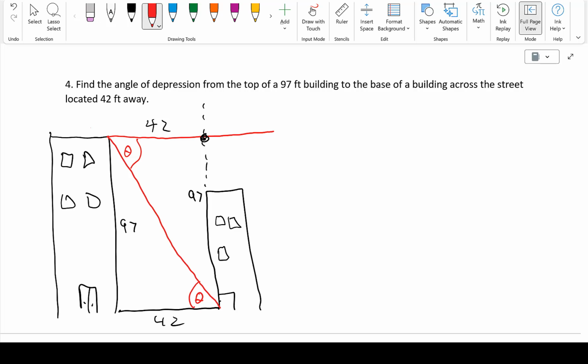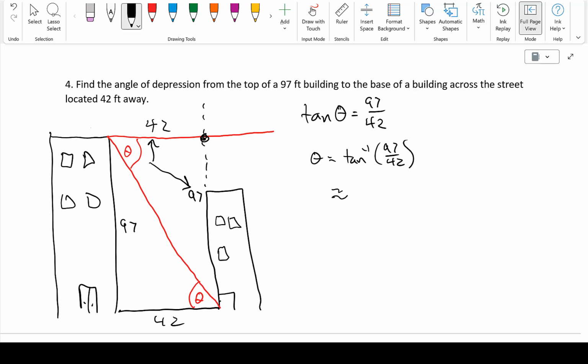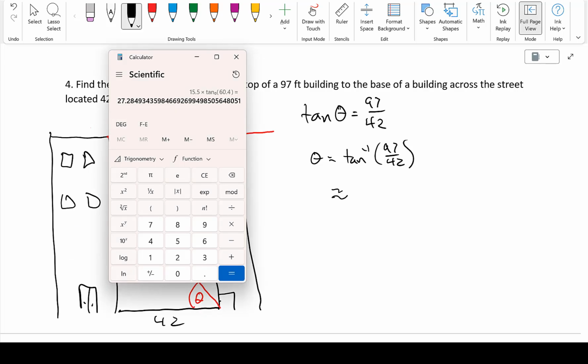So the angle of elevation looking up from the bottom of this building to the top of the one we're supposed to be on. And either way you look at that, our opposite side is 97 and our adjacent side is 42. So we can say that tangent of that angle theta is equal to 97 over 42, or theta equals tan inverse of 97 over 42, and then get an approximate value there.